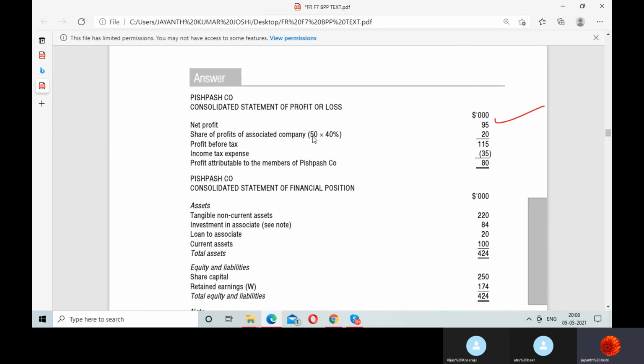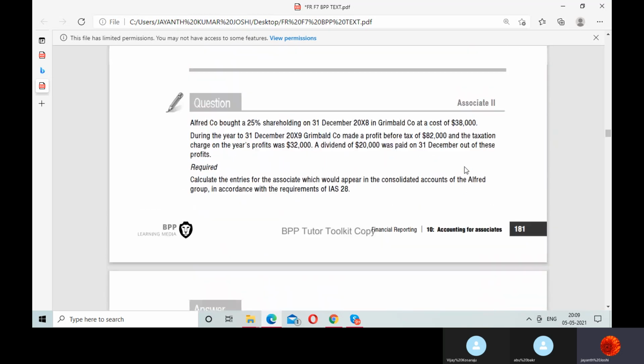So net profit, share of profit from associate, and then less taxes. This is nothing but the profit attributable to the members of Pishpash. That means this is the group profit, correct? Correct. Everything is right till here. Let's go to the balance sheet.